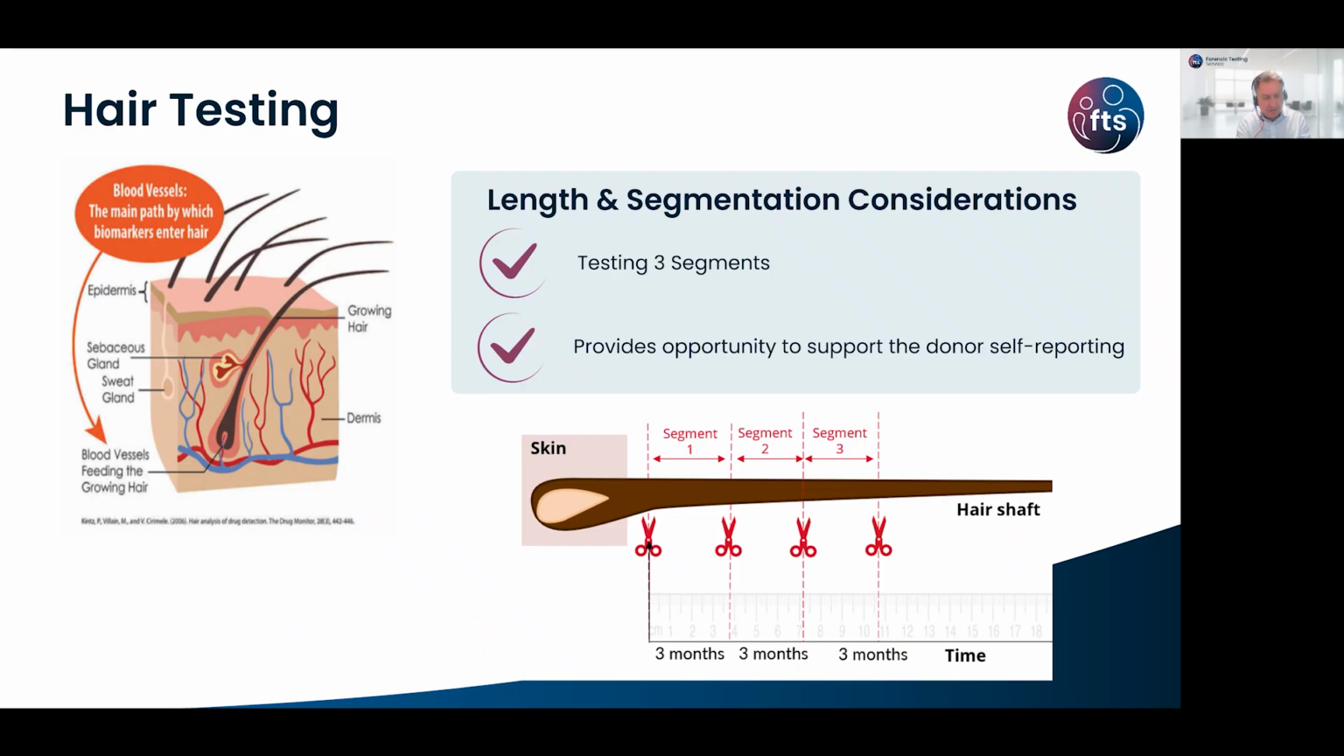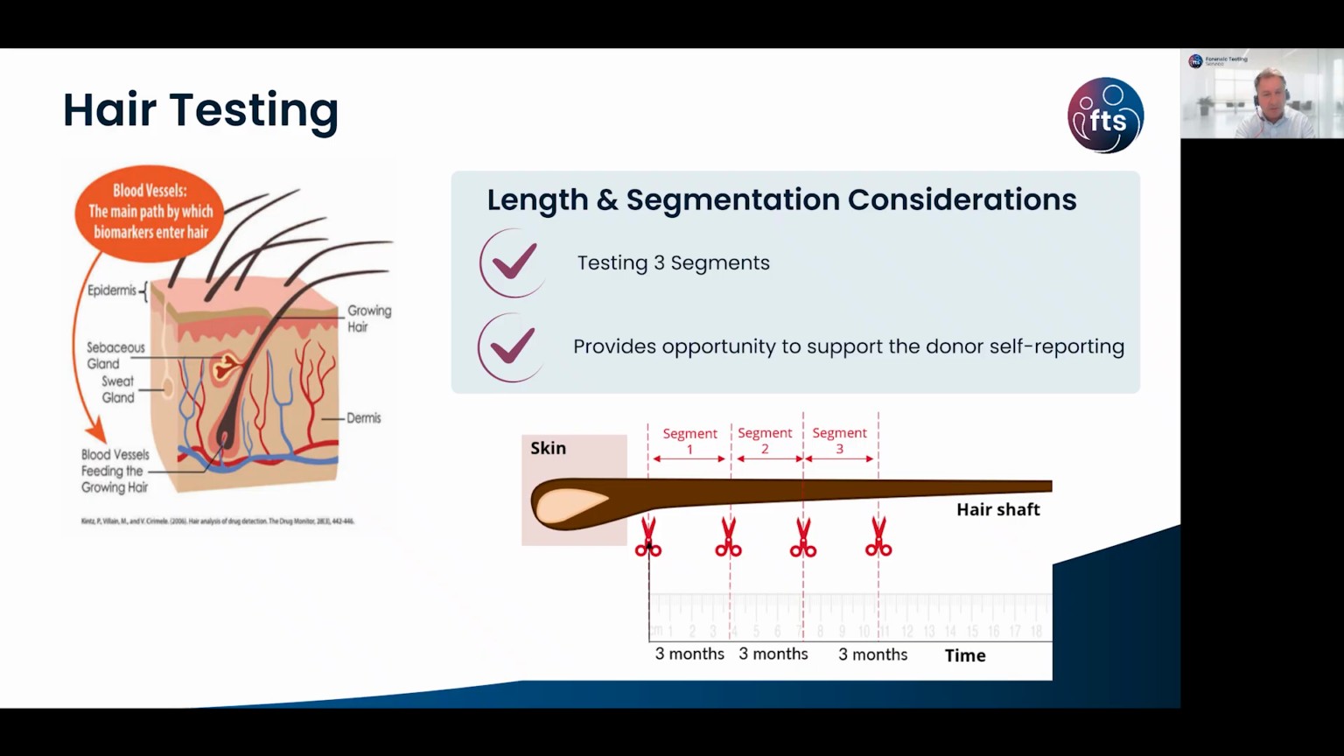Unlike drugs, hair for alcohol is not necessarily segmented into monthly segments. When we segment it for alcohol, it's generally a 3-month window. So if it's long enough, you have 3 segments. Segment 1 is the first 3 months, segment 2 is the second, and segment 3 is the third 3 months.